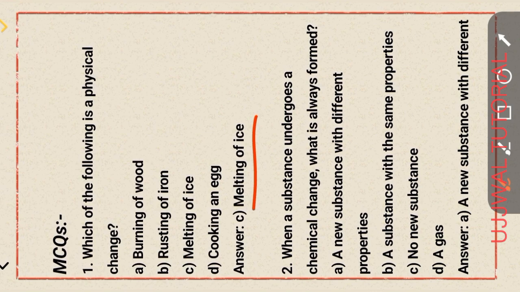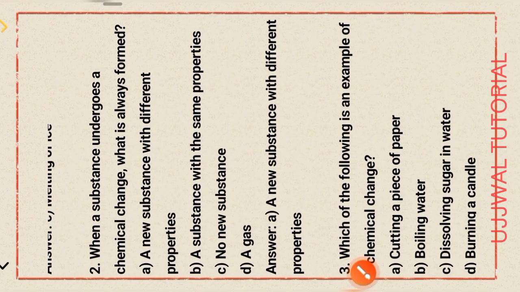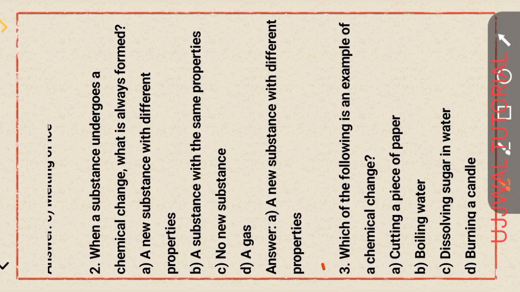Next question: when a substance undergoes a chemical change, what is always formed? Option A, a new substance with different properties, but not a substance with the same property, and not no new substance, or a gas.